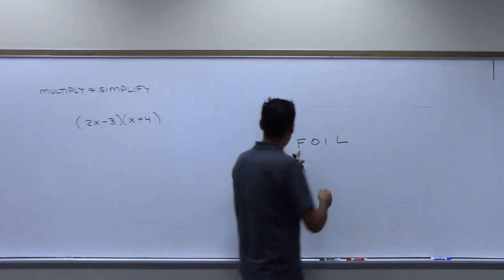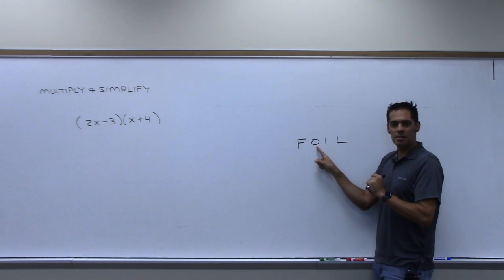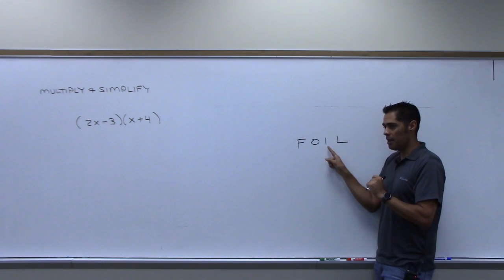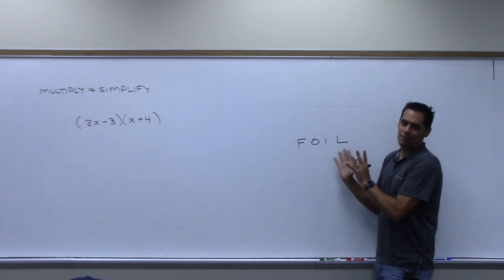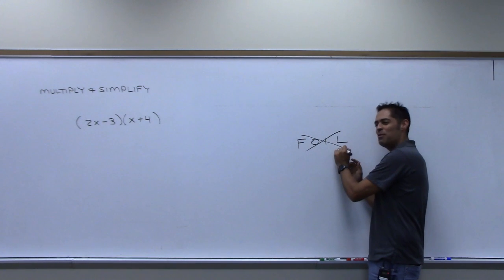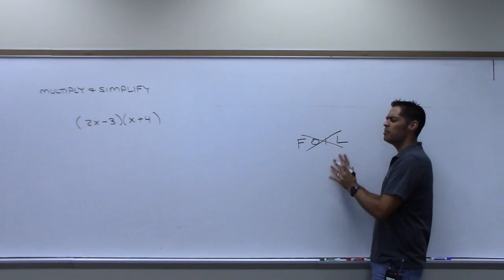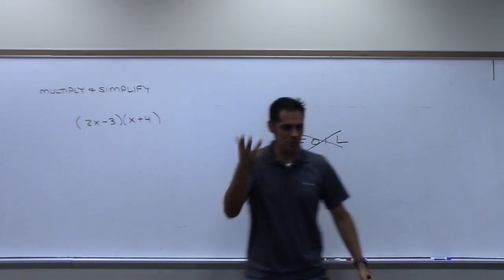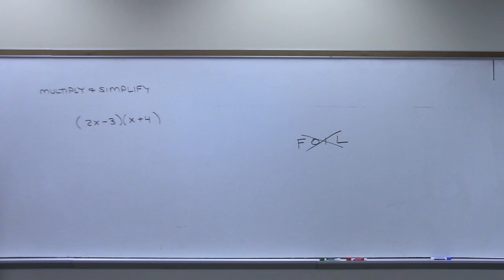You're going to multiply the first terms together. After that, you multiply the outer ones together, then you multiply the inner ones together, and then you multiply the last ones together. I hate FOIL. I don't teach FOIL. I don't like it. I'll show you why. Now, if you know it and you're comfortable with it, I'm not here to undo what you know. But I'll show you in the next example why I don't like FOIL.